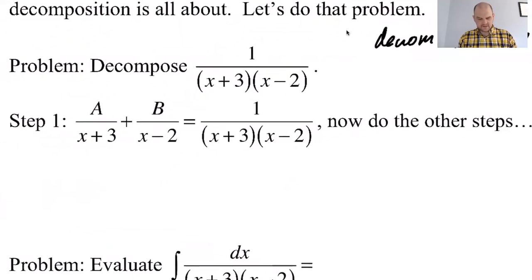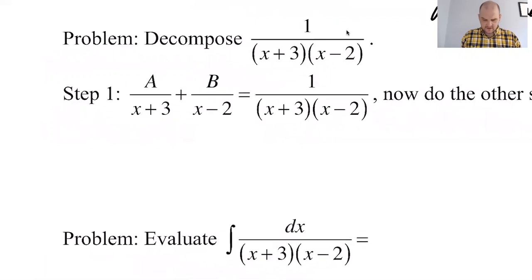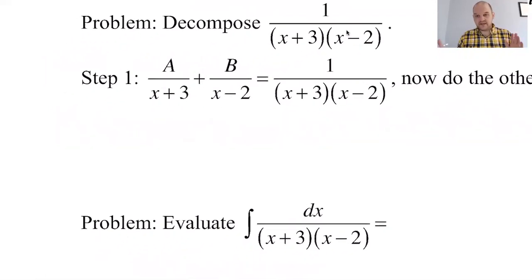So we say, all right, so we had some constant that we're calling A over x plus 3 plus some constant, which we're calling B over x minus 2. When we combine those, somehow we get 1 over x plus 3 times x minus 2. So how can we solve this? Well, I can clear out the denominator. So that's what I'm going to do. I'm going to multiply both sides by this. So we're multiplying both sides by x plus 3 times x minus 2.